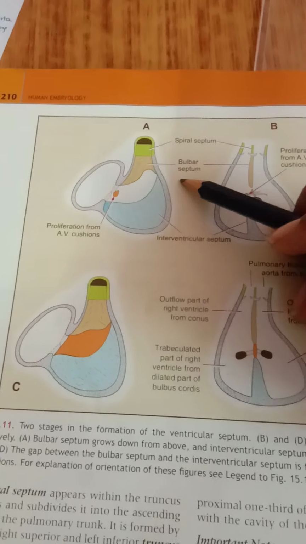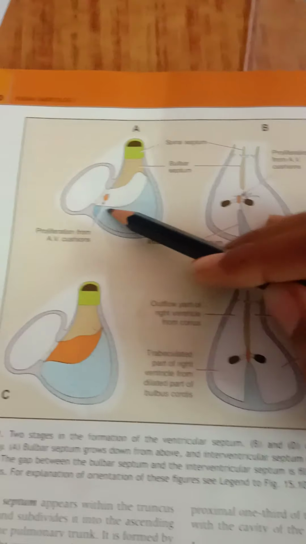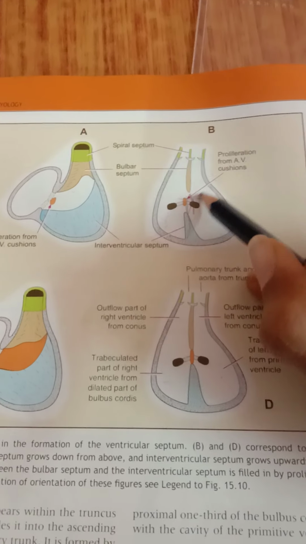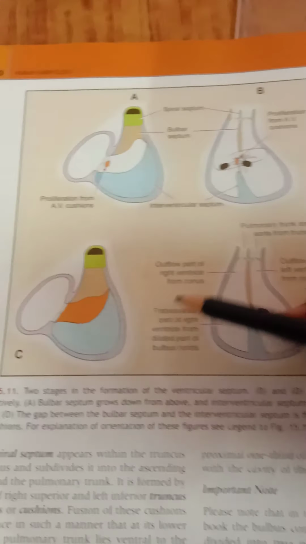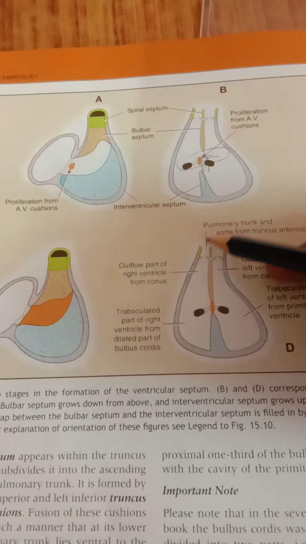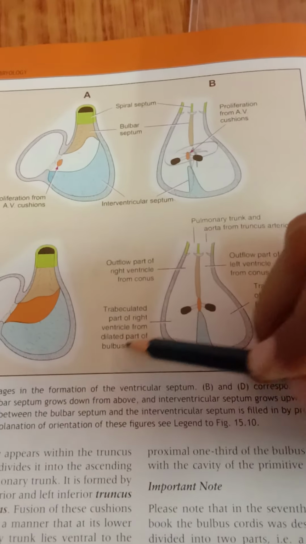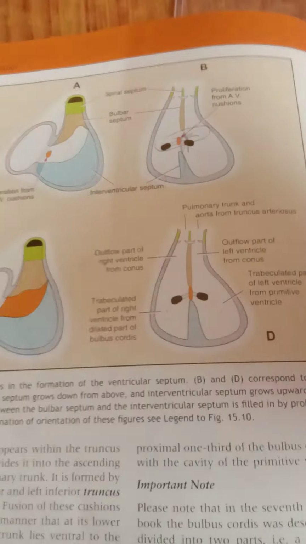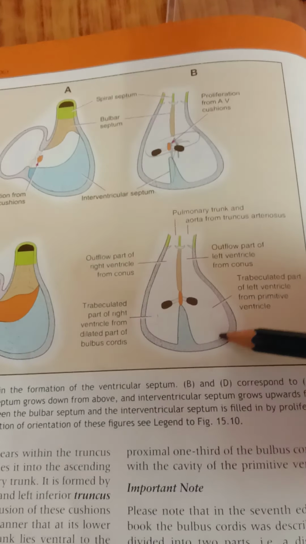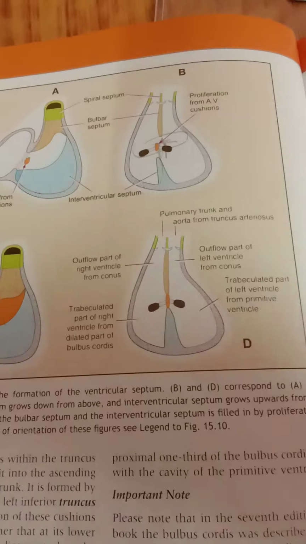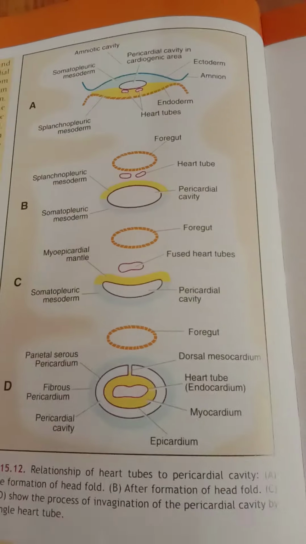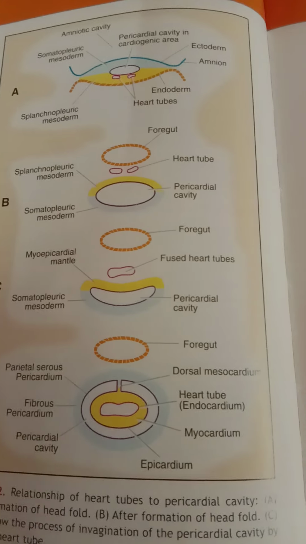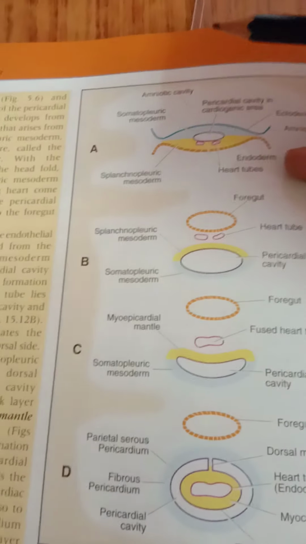So this is a spiral septum, this is a bulbar septum, this is a proliferation from the AV cushions. So proliferation from the AV cushion forms the intermediate septum, and this is the outflow part of the right ventricle from the conus, the trabeculated part of the right ventricle from the dilated part of bulbus cordis, and this is the trabeculated part of the left ventricle from the primitive ventricle, and this is the outflow part of the left ventricle from the conus, which I have said before about this interventricular septum. Now let us check out this diagram.